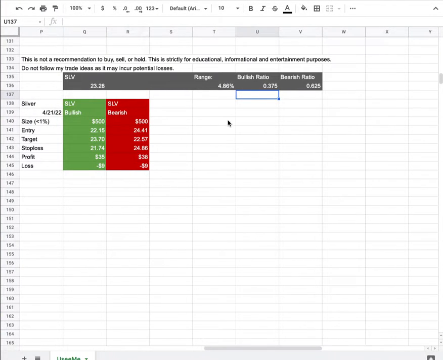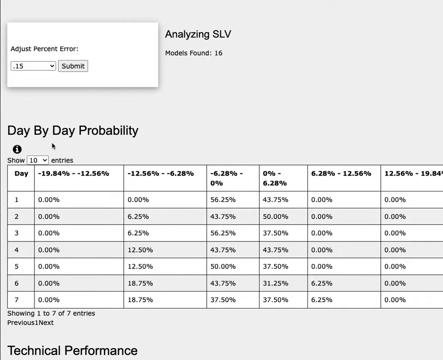So how did I develop these trade ideas? It all comes from the day-by-day probability model. As we progress to the 5th day or week of trading, silver futures has a 38% chance to climb between 0 to 6%. To the downside, it has a 50% chance to fall between 0 to -6%, and a 13% chance to fall between -6 to -13%.